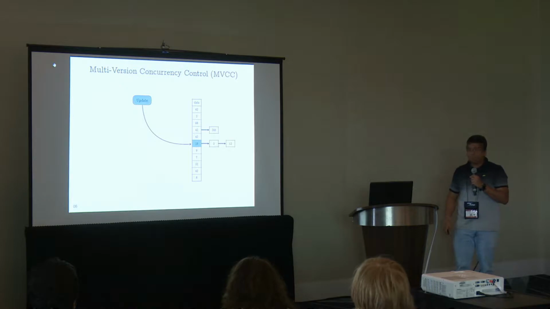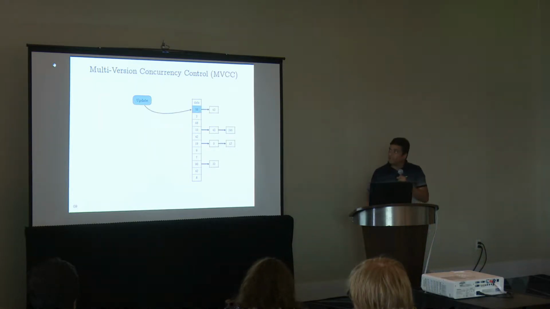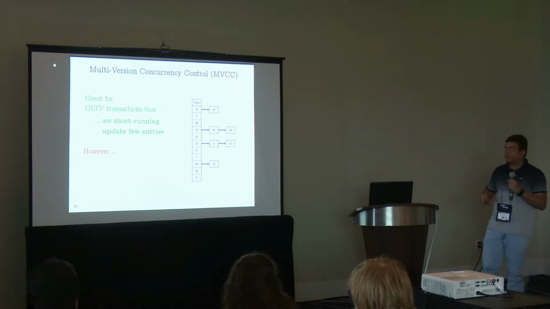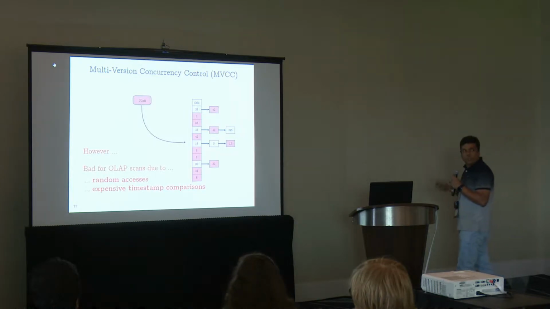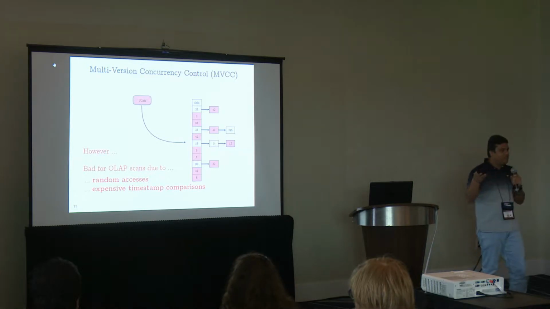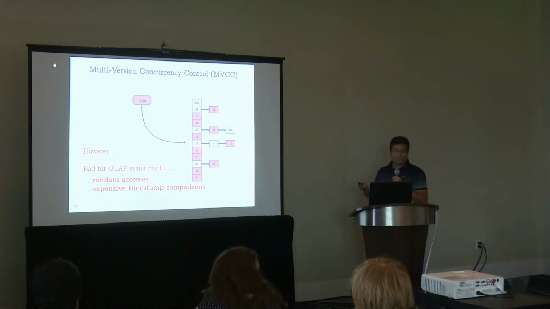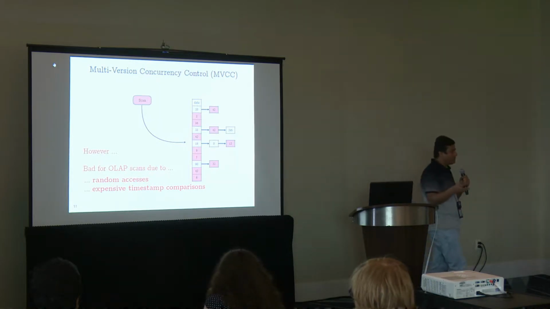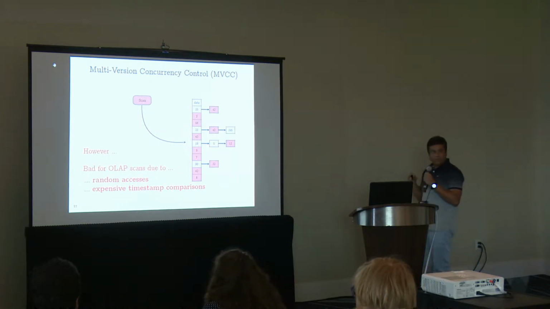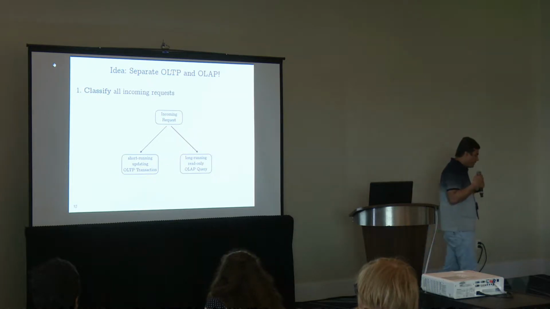So when you update, it's not a problem. It's fast, you just update in place. But what happens when you have analytical queries which want to scan over this column? Then your versions might be stored on the version chain, and that gets expensive because of the random access you have to do, and also the timestamp comparison to find the right version which you want to use, right? So how do we solve this problem?